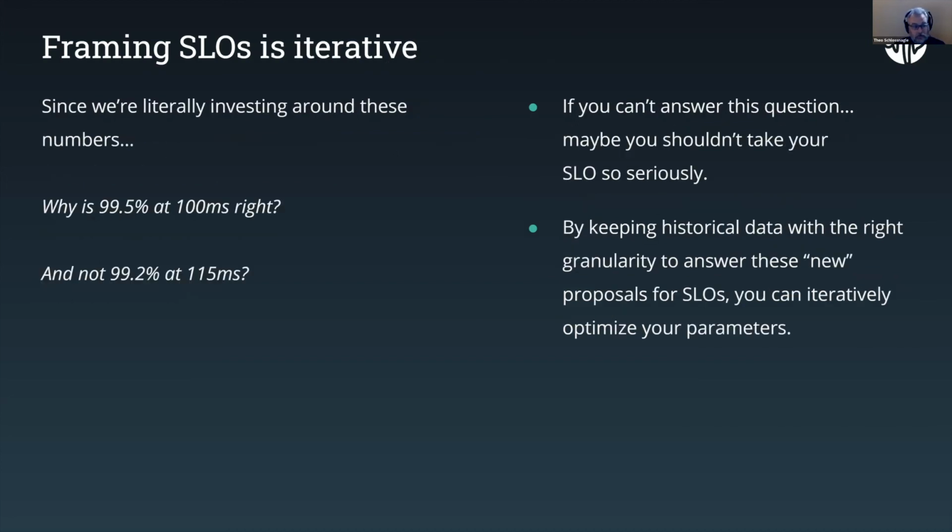It has to be iterative. Why is 99.5 on 100 milliseconds right and not 99.2 on 115? And the answer is it's not, right? There's no way you're going to guess those numbers correctly. What you end up having to do is take the golden signals, the key performance indicators from your downstream consumers. And if you're on the front lines, that's your users. That's user attrition, user signups, all that kind of stuff.